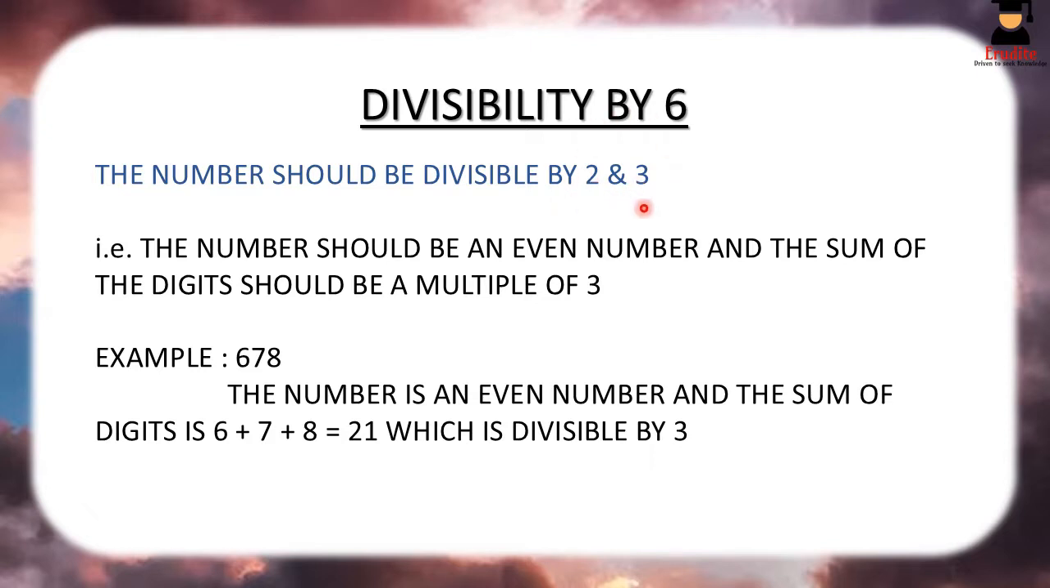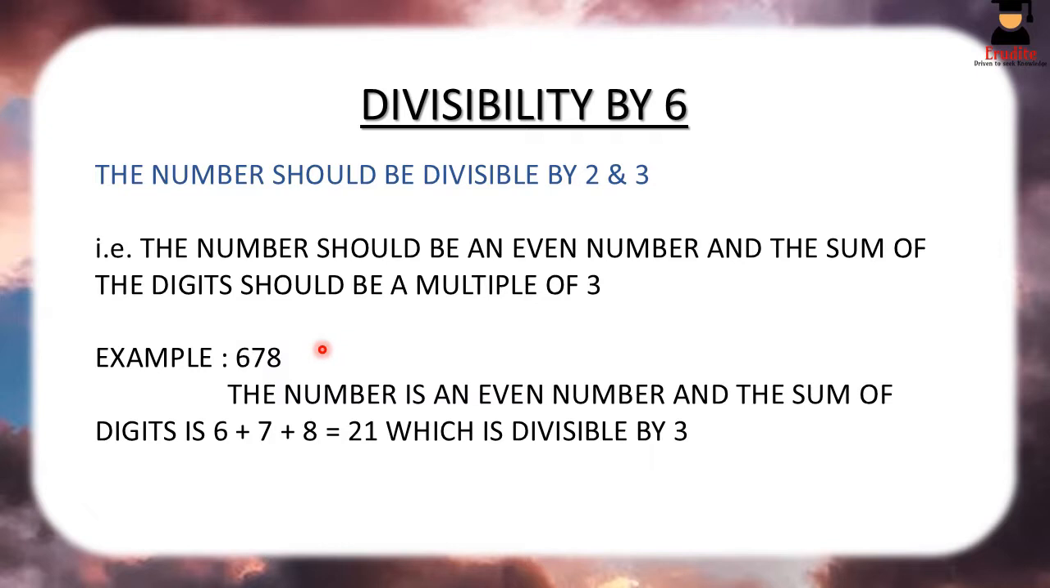So if both of these conditions are satisfied, only then my number is going to be divisible by 6. Let's see with the help of an example, you will understand better. So I have a number 678 over here. You can see I have 8 at the units place. That means my number is an even number, so it is divisible by 2.